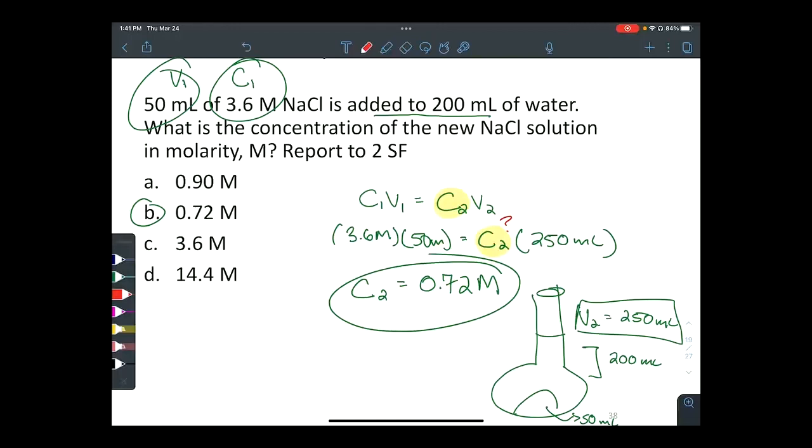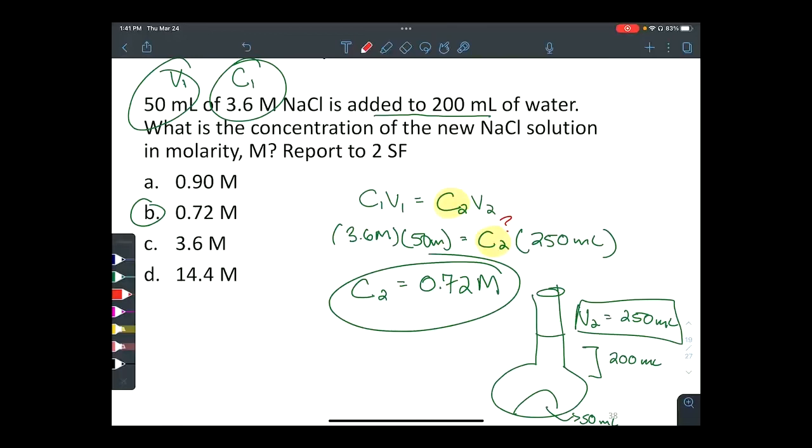So how the question could be reworded if we wanted V2 to actually be 200 is if I said 50 milliliters of the stock was diluted to a total volume of 200. So that's if you did 200 milliliters for A. B is the right answer. C, it can't be C, right? Because we're adding water, we're diluting it. What C implies is that the concentration didn't change. That's weird.